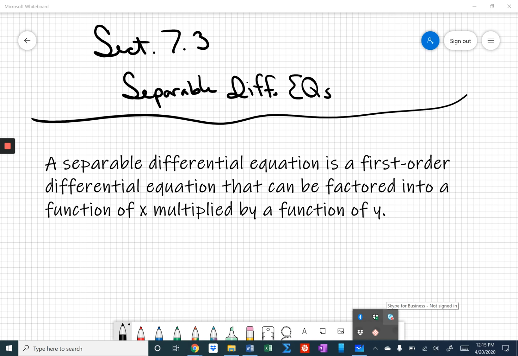Everyone. All right, so this is for section 7.3, and this is on the topic of separable differential equations. And for this, if you remember back from section 7.1, I explained that there are generally three techniques for solving a differential equation. And this goes with the analytical technique. This is the analytical technique that we learn in AP Calculus.